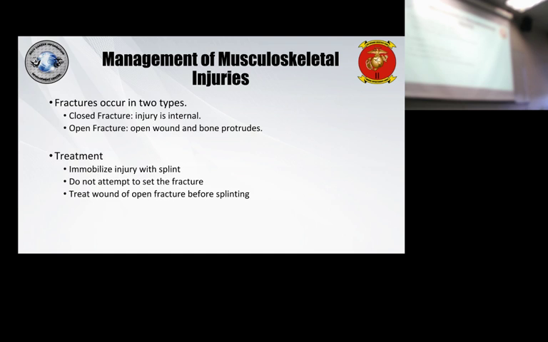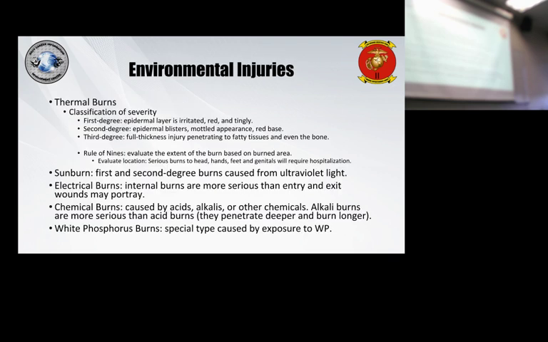Fractures, whether it's going through the skin or not going through the skin. Don't ever try to immobilize it or set the fracture in place. Next. Your burns: first, second, third degree, and then electrical and fourth degree. First degree is a sunburn, second degree has blisters. Third degree is supposed to be the most painful, and then fourth is basically hitting the nerves. Next.